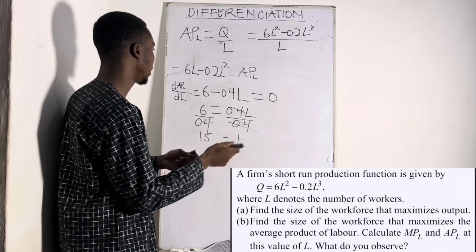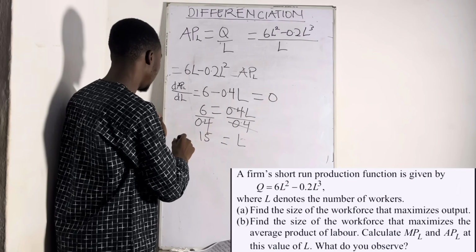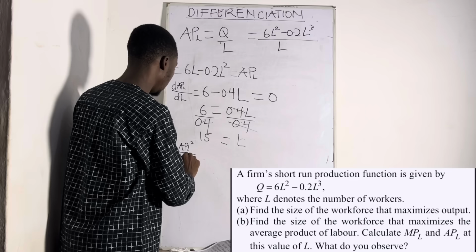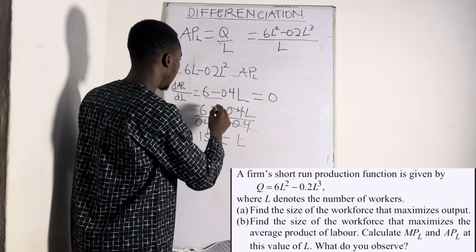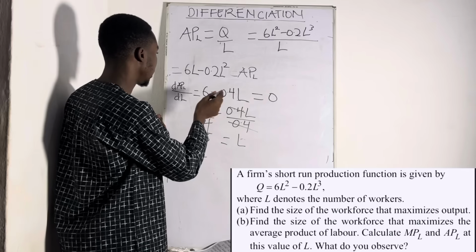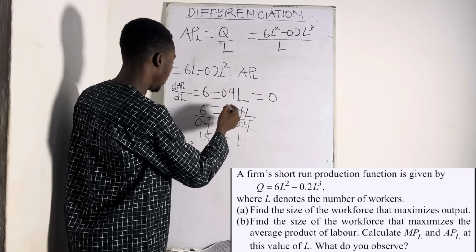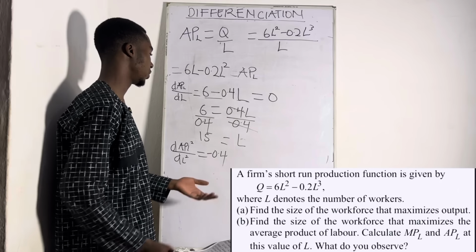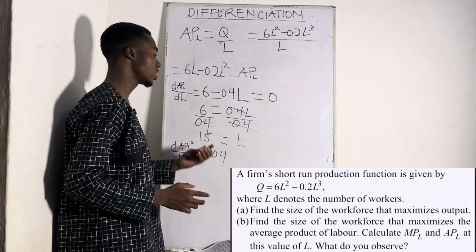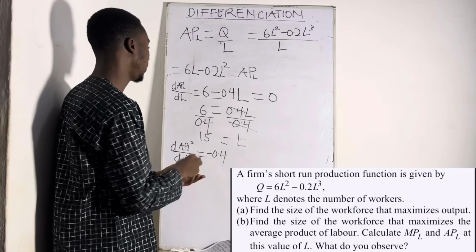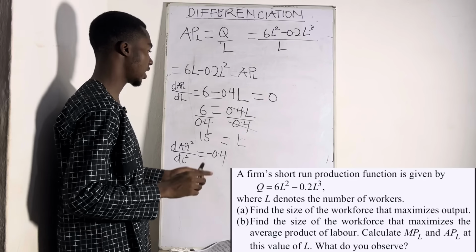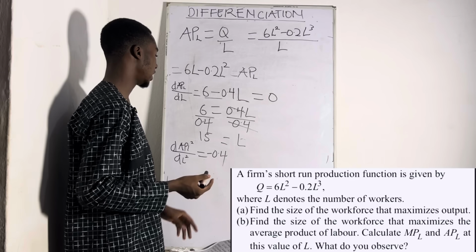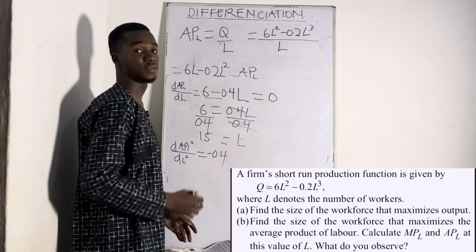You get it. So now when we differentiate this for the second time, d squared APL over dL squared, when you differentiate 6, you are getting 0. The negative 0.4 L, you are getting negative 0.4. So when you differentiate for the second time, you're already getting negative 0.4, so you don't even need to substitute 15 into it. Once you are getting a negative, it means that truly this 15 is the size of the workforce that maximizes the average product of labor. So you can just state that therefore the size of the workforce that maximizes the average product of labor is 15. You get it.